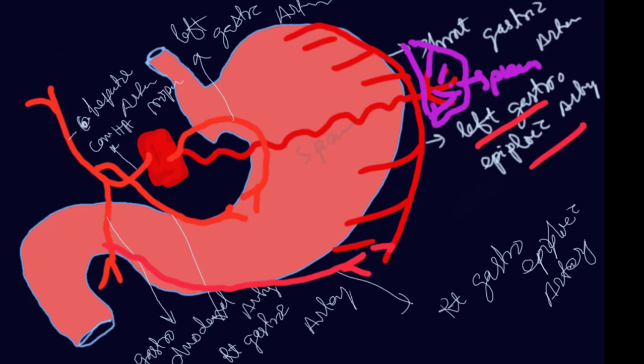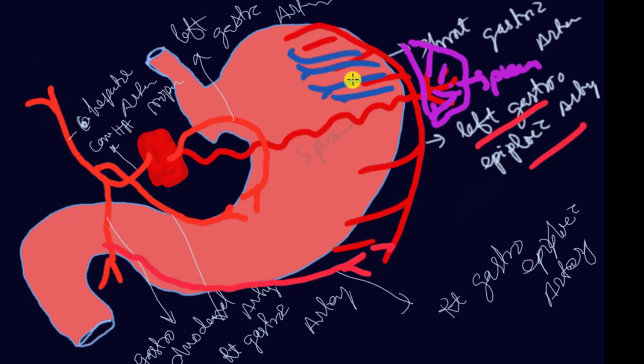Now we'll see the venous drainage. How this venous drainage occurs. See, this is the splenic artery, when it goes towards the spleen. So from that spleen, what will happen? The splenic vein will come out. Here we'll find, accompanying this artery, the short gastric veins.